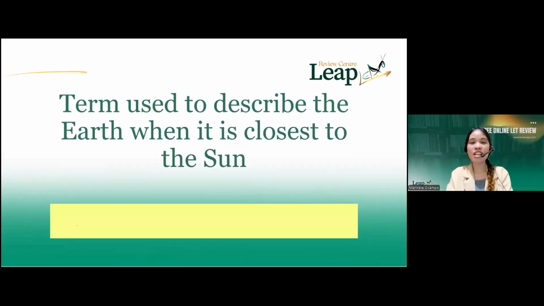Earth, when it is closest to the sun. So it's the proximity of the Earth to the sun. If it is closest to the sun, what do you think is the term? Is it perihelion or aphelion? Again, we're looking for the closest.